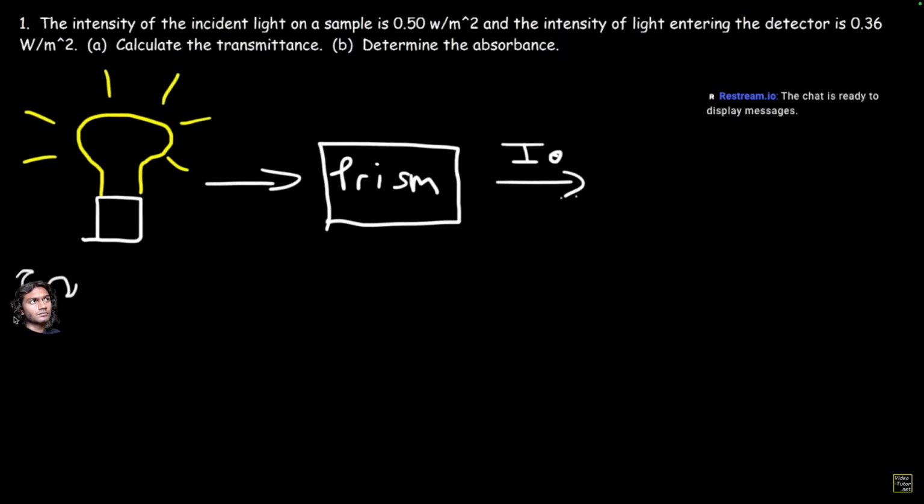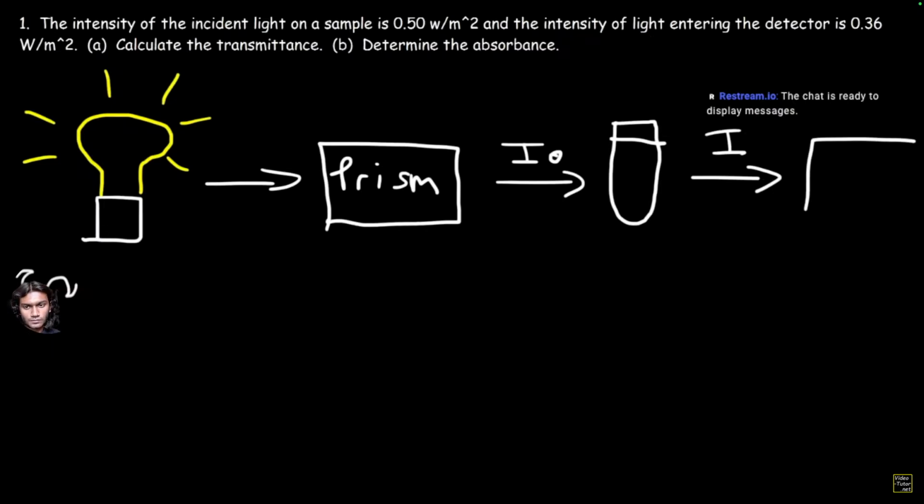The amount of light that leaves the prism or the grating and passes through the sample is known as the incident intensity, I0. Now the sample is going to absorb some of that visible radiation, and some of it is going to pass through and hit the detector, which is simply I. Now the transmittance is the ratio between I and I0.